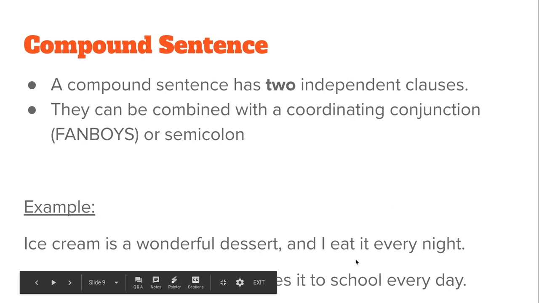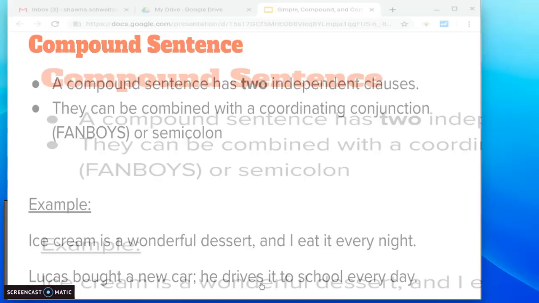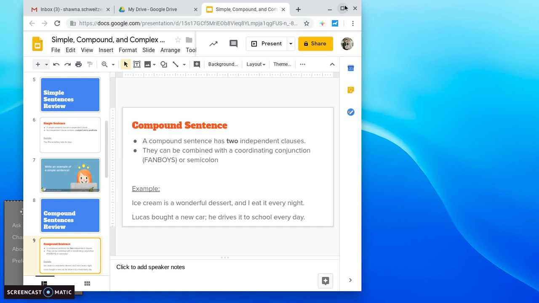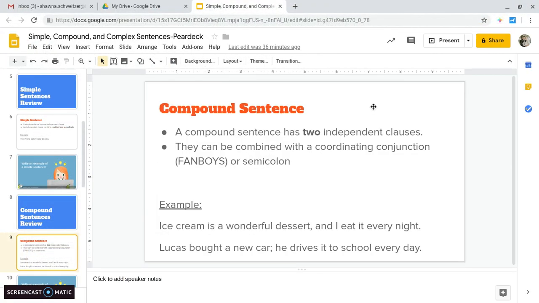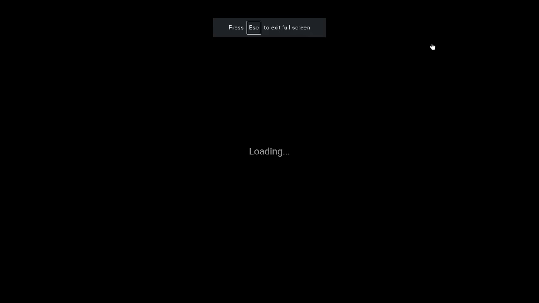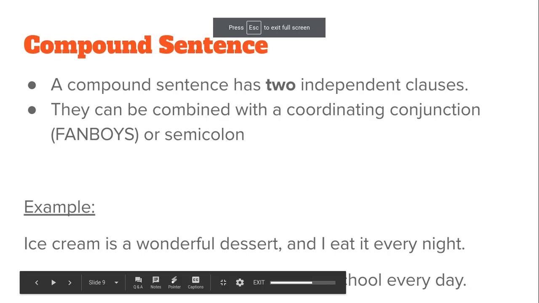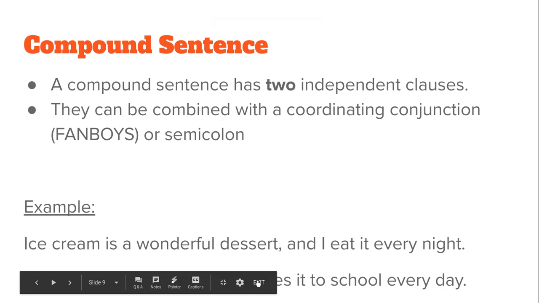If I go over here, I have I as my subject, eat is my verb. I eat it every night. Over here, this could stand on its own, but I have this in the middle combining them, and therefore it is a compound sentence. My next one is, Lucas bought a new car, semicolon, he drives it to school every day.